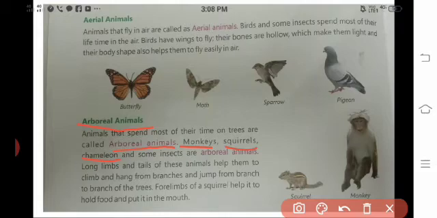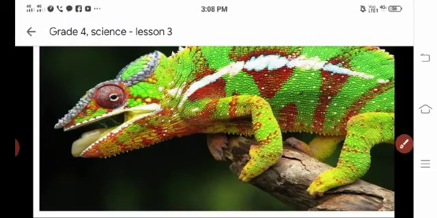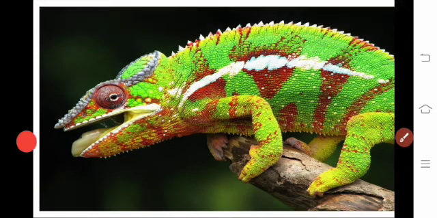Have you seen a monkey? Yes, you can see a monkey. It will jump from one branch to another branch of the trees, isn't it? The four limbs of a squirrel help it to hold food and put it in the mouth. This is the squirrel, and you can see the monkey also here. This is one type of chameleon. You can see in the tree, it will change different colors.